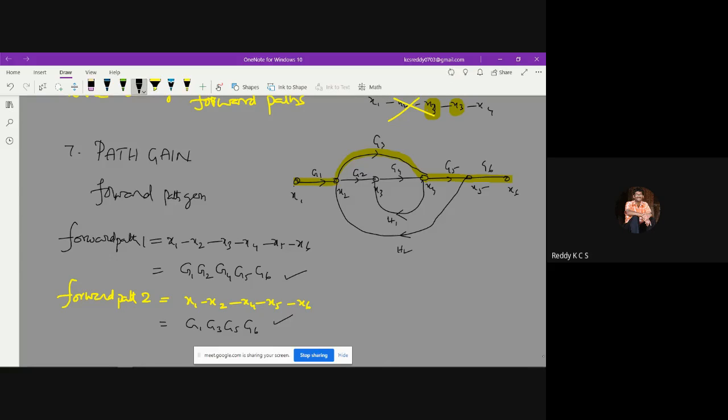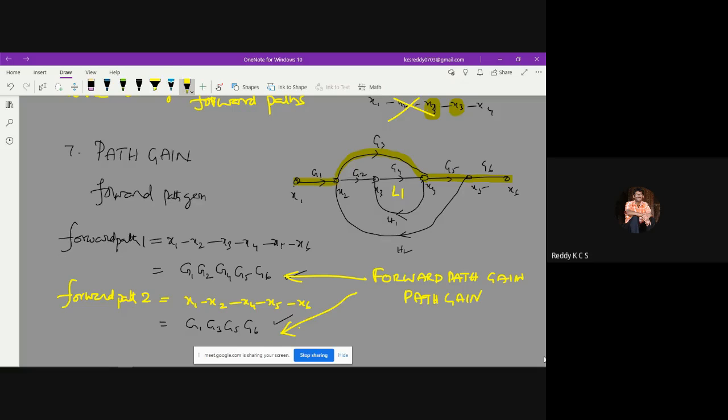This is called forward path gain or path gain. So you can call it path gain. So this is one important path gain, and this is also called the forward path gain or path gain, I mean the second forward path, right? So next is loop gain, which is also the same way. Say for example, loop gain, if I want to write, say this is loop 1.